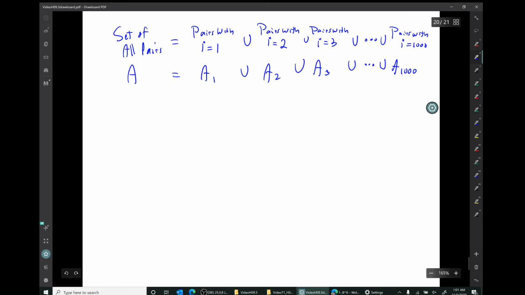Now notice that this is the disjoint union. None of the pairs that have i equals 1 are in any of the other sets. The left element of the pair is the number 1. That distinguishes the batch of pairs. So this is a disjoint union. So by the addition rule, since this is a disjoint union, the number of elements in set A is the sum of the numbers of elements in all those other sets.